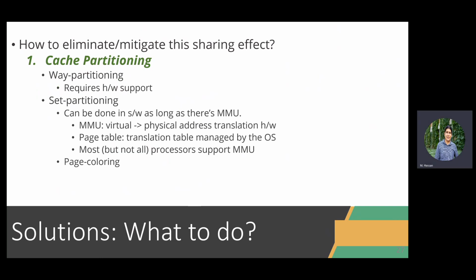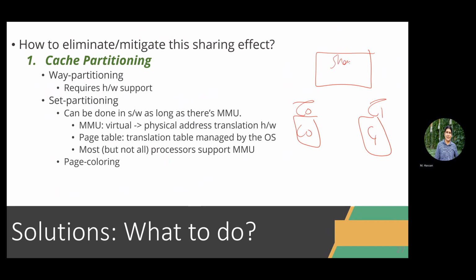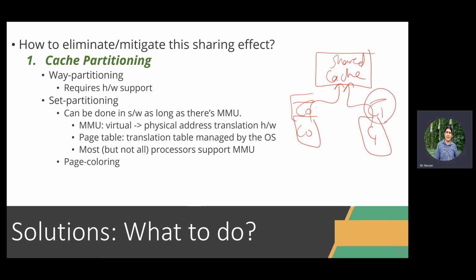So before you go into the details, my problem is that I have two tasks running on two cores. That's core zero, that's core one. This is running task zero, this is running task one. And this is a shared cache. If the two tasks go to the shared cache, and then task one is able to evict cache lines from task zero, I cannot analyze task zero in isolation. I cannot come up with a cache hit miss analysis, and then I'm done. This problem is happening because the cache is shared between both.